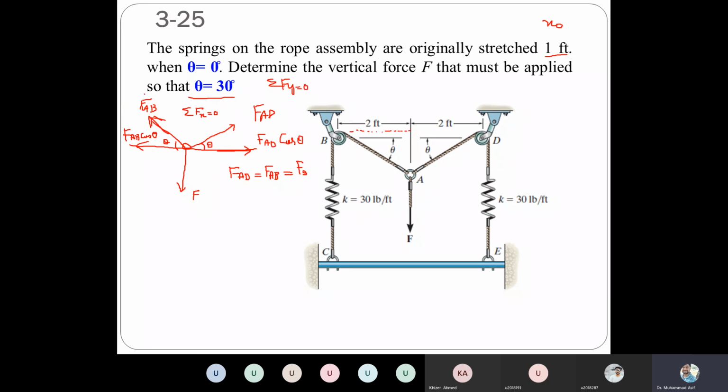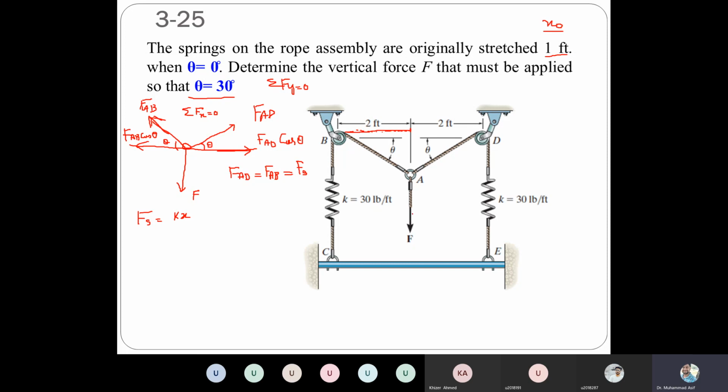So first of all, we need to figure out the value of the spring force. How can we figure it out? We know that the spring force is equal to kx, right? We know the original x naught, but what about when the angle is 30? How do we calculate that stretch now? Originally, the length of this rope AB, when the angle was 0 and it was in the horizontal position, was 2 feet.